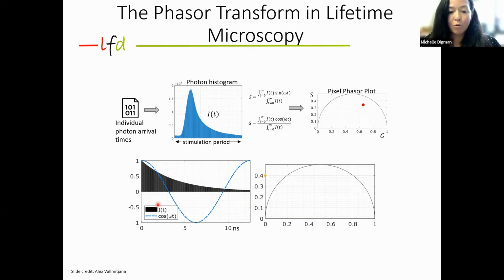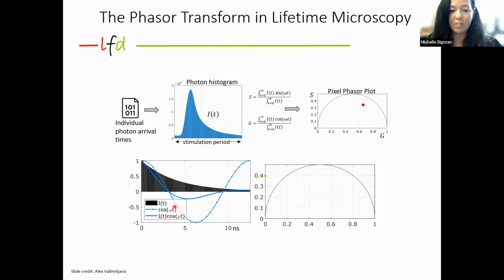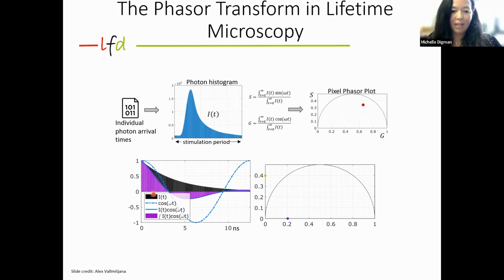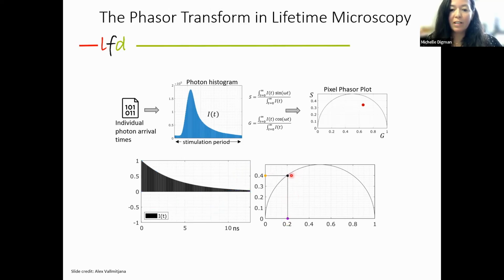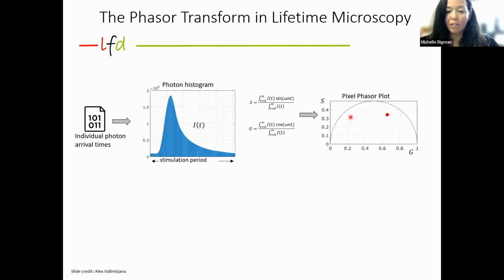Then we take the cosine transformation of this histogram here, and we repeat the same process, which is for the cosine, which is 90 degrees shifted. And we multiply this by the area under the curve, and we get the G coordinate. So now we have an S and G coordinate, and we'll have one spot here on the phasors. So this is an example of a single exponential decay because it's on the universal circle. For multi-exponential decays, the phasors will be inside of the semicircle.